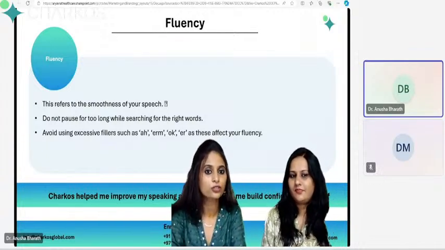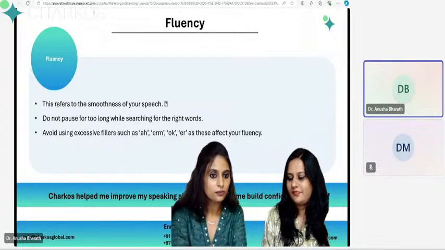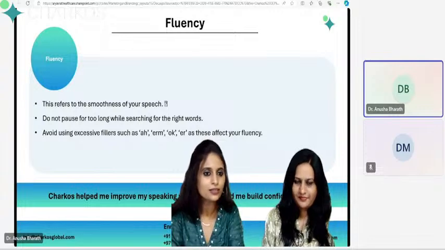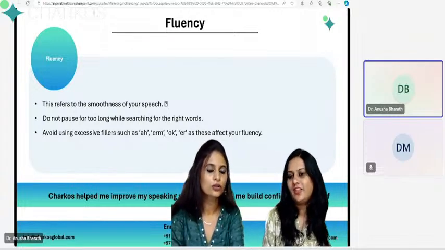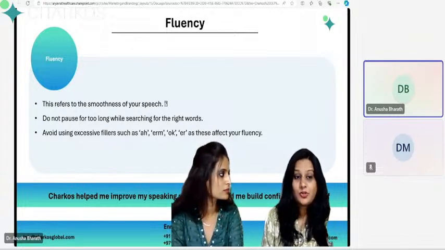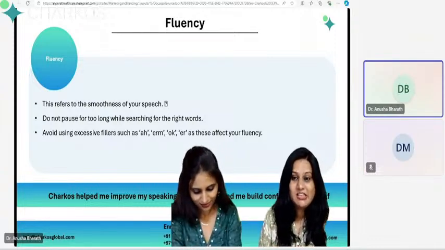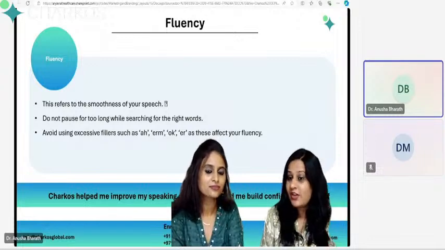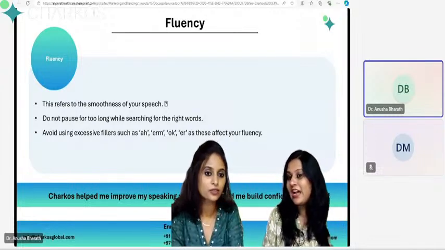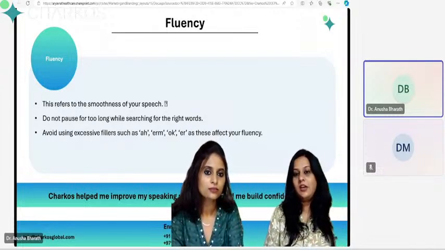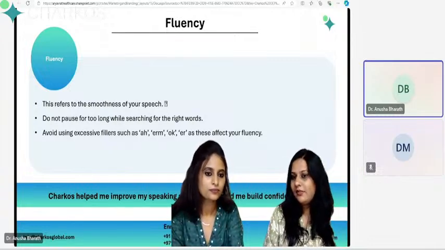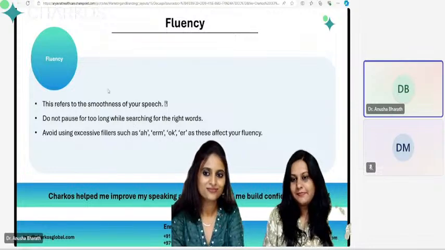So please make sure that you're not pausing at regular intervals, but just once, twice during the conversation should do. At the same time, you should not repetitively say a few words. That is also important. So backtracking has to be avoided. That is something that holds back fluency. So you have to be very careful with these things.